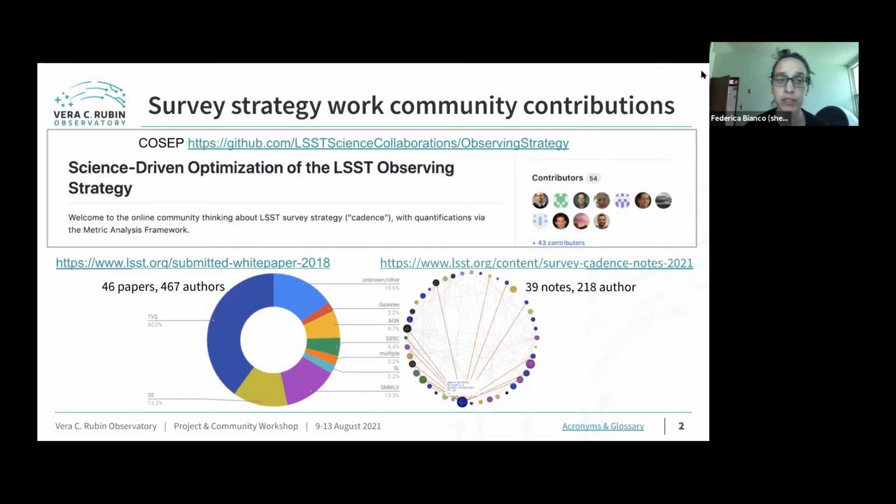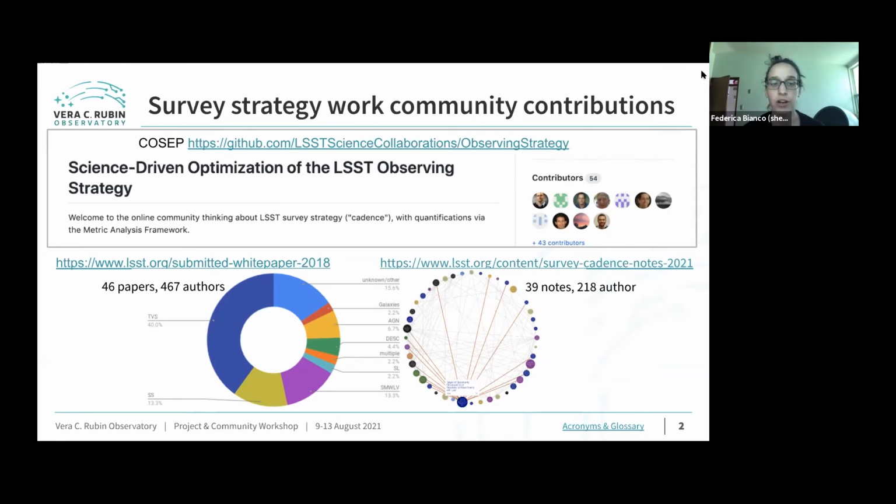There have been many points in time where the community was invited to share contributions from the perspective of their science and their expertise. This includes the work on the concept led by Phil Marshall, published between 2015 and 2017, the open live document on science-driven optimization of the LSST observing strategies. And then later, the white papers in 2018 and the Cadence Notes just this past year.